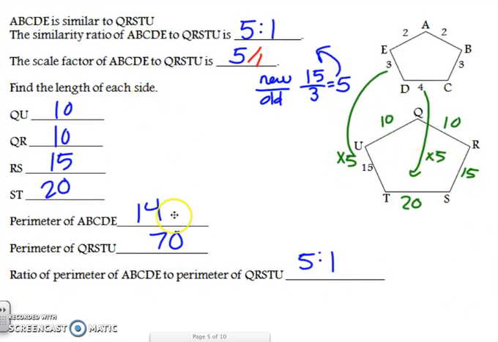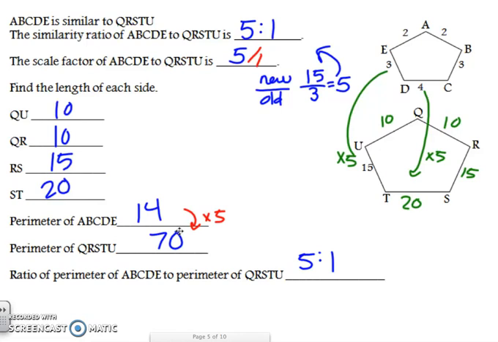Okay? So basically I times everything in the small shape by 5 to get the lengths of the larger shape. And then something cool to notice is when you add up the perimeter of the first shape and you add up the perimeter of the second shape, you can also do the similarity ratio for the perimeter. Because 14 times 5 gives you 70. So the perimeter ratio still stays the same, which makes sense. So the ratio for the perimeter is going to be 5 to 1, because they got larger. Cool.